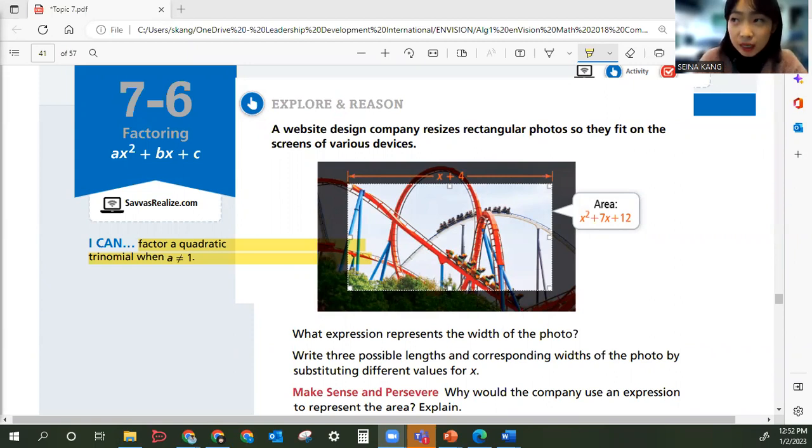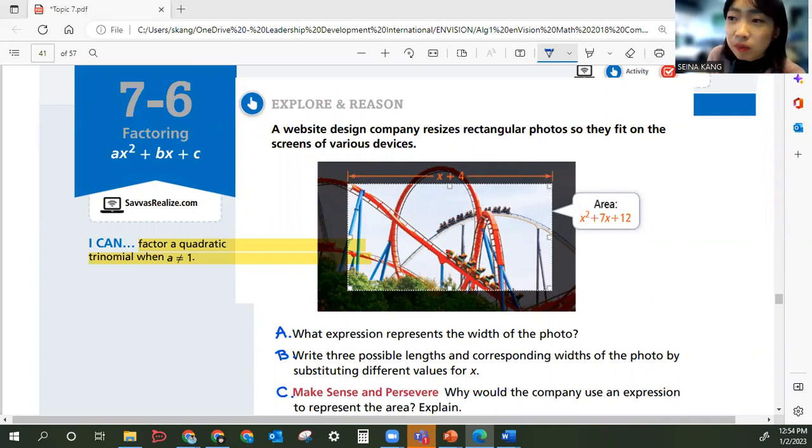A website design company resizes rectangular photos so they fit on the screens of various devices. If you look at the picture, you have one side that is measured x plus 4, and you have another piece of information, which is the area, that's x² plus 7x plus 12. So, because x plus 4 is the longer side, it is the length.